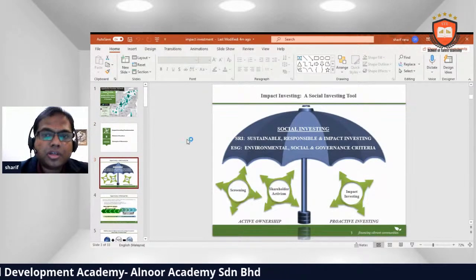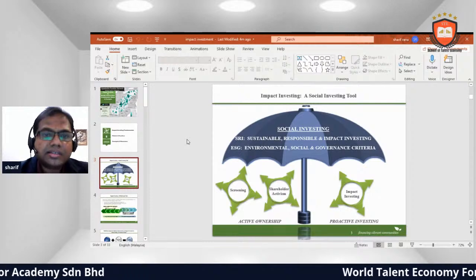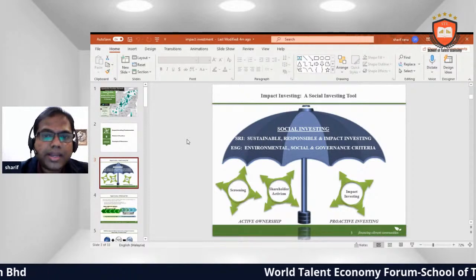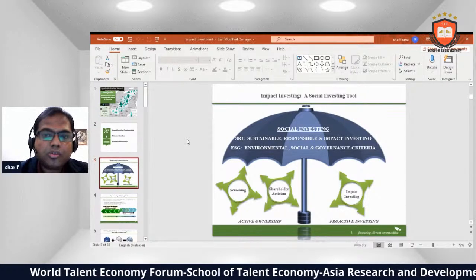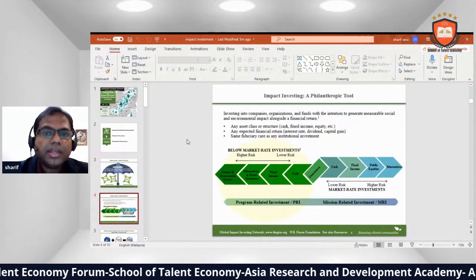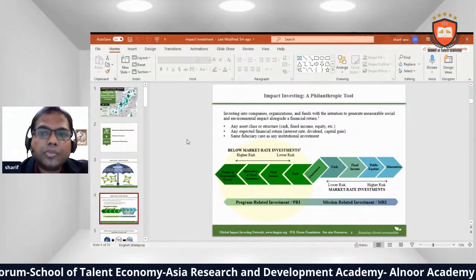Impact investment is a social investment tool. Social investing includes SRI, sustainable, responsible and impact investing, and ESG, environmental, social and governance criteria. Impact investment is also a philanthropic tool.